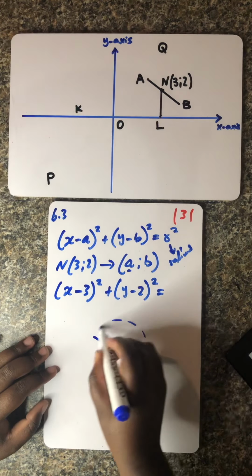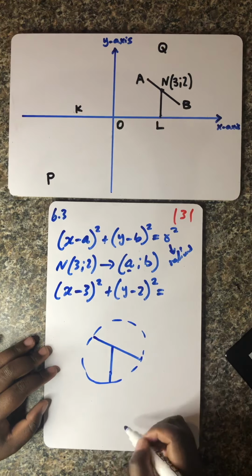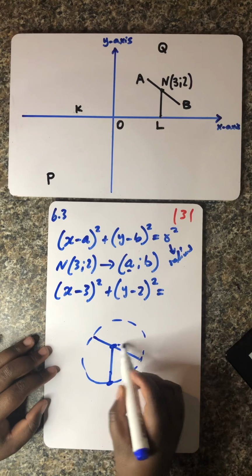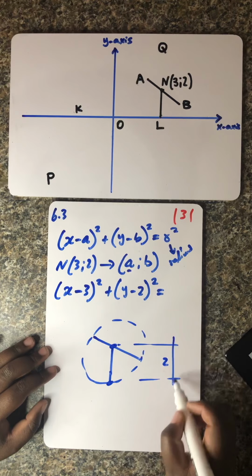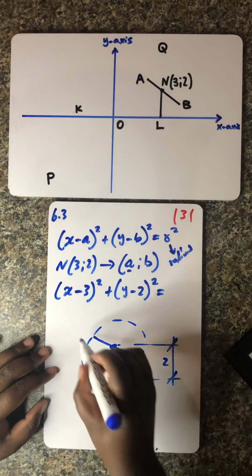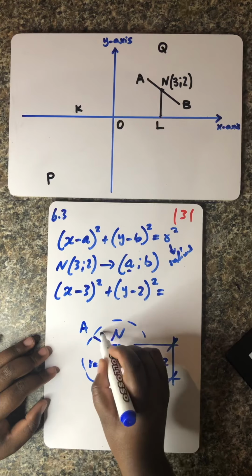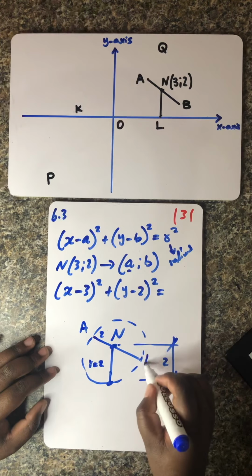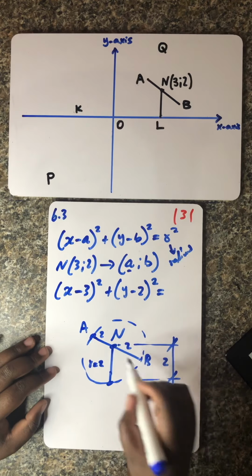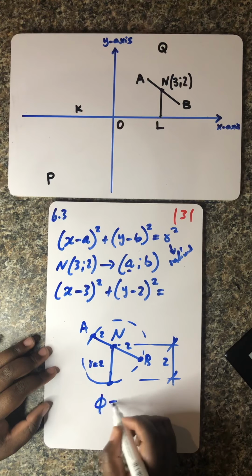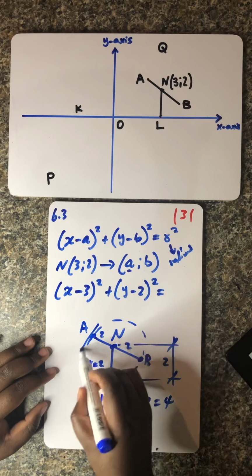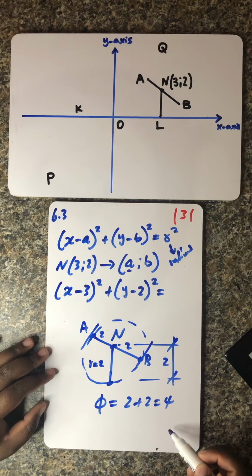Let me just draw that circle. So obviously, ladies and gentlemen, I've just indicated that from that point up to there, it's equal to 2 units. So that means r is actually equal to 2. So from A to N, it's equal to 2. From N to B, it's equal to 2. Why? Because from there to there is the radius, from there to there is the radius. So the diameter is equal to 2 plus 2, which is equal to 4. So from there all the way up to there, it's equal to 4.